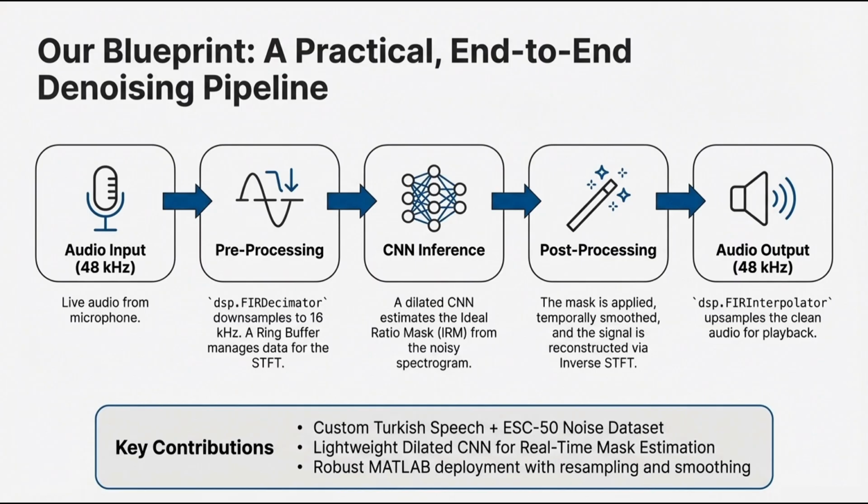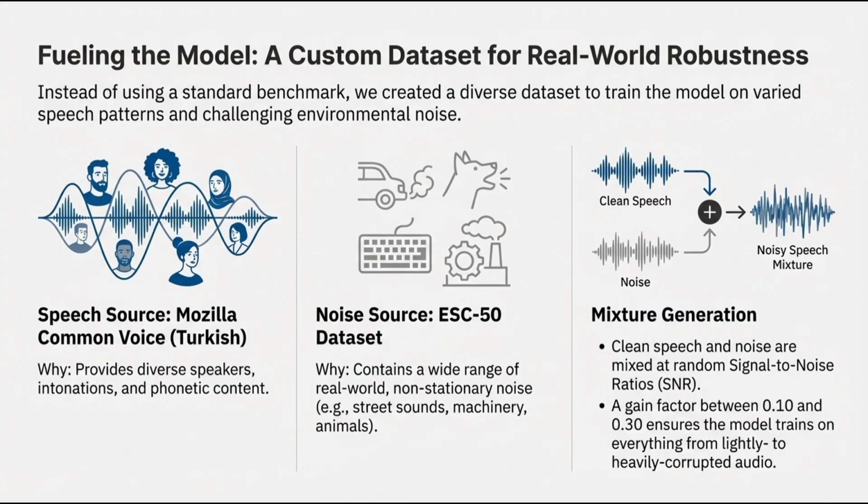So here is our end-to-end blueprint. We start with 48 kilohertz audio input, then pre-processing downsamples and buffers the signal for SDFT. Next, the CNN performs inference to estimate an IRM mask for the noisy spectrogram. Then post-processing applies smoothing and reconstructs the signal via inverse SDFT. Finally, we output audio again at 48 kHz for playback. The key idea is we do heavy learning on a compact representation, but we keep the full streaming system stable with careful buffering and resampling.